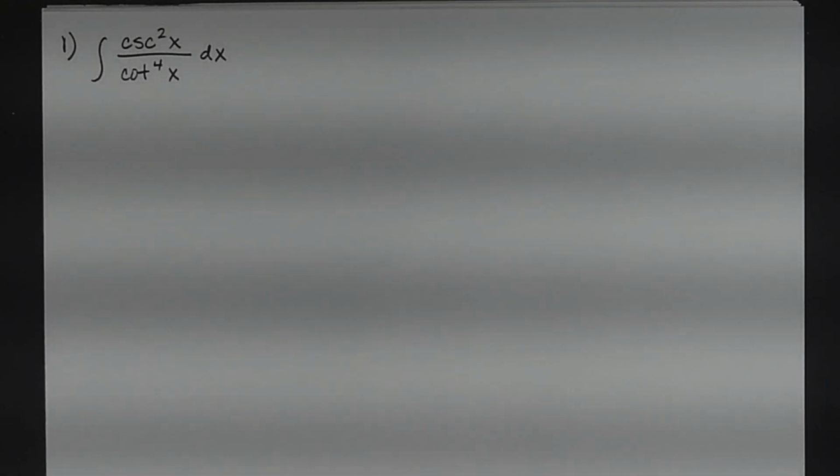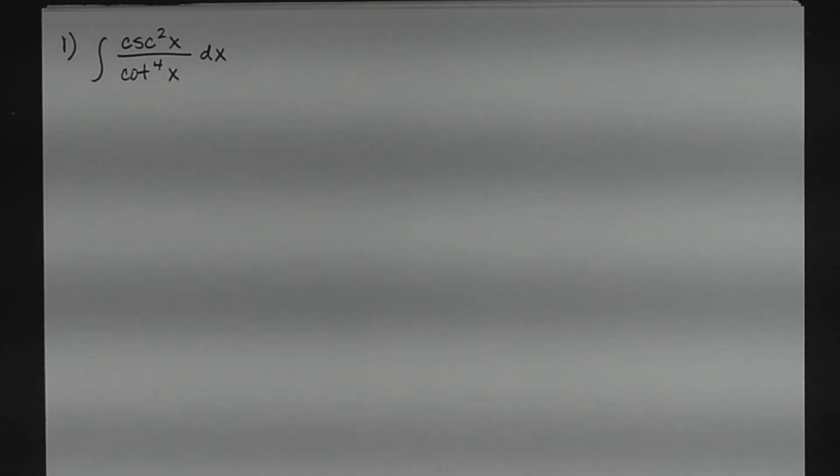All right, in this video, I'm going to talk about some of the problems that you might see in the homework in section 5.5 in my math lab. Section 5.5 deals with the substitution rule, where you have to find an appropriate substitution for your integrals. Like in problem number 1, we got the integral of cosecant square of x divided by the cotangent to the fourth of x dx.